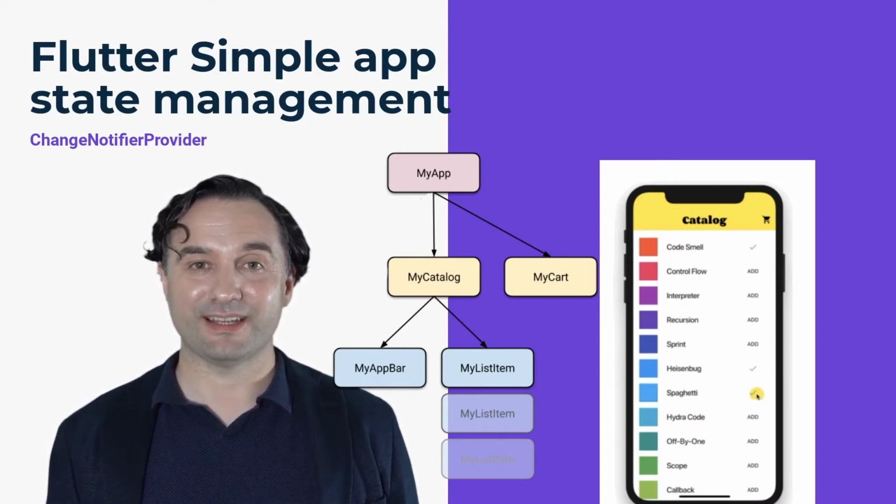For illustration, consider the following simple app. The app has two separate screens, a catalog and a cart. It could be a job posting app, but you can imagine the same structure in a simple social networking app or catalog. The catalog screen includes a custom app bar and a scrolling view of many list items. Here's the app visualized as a widget tree.